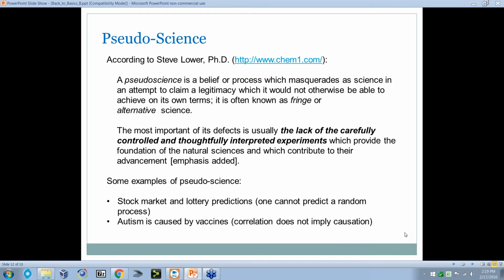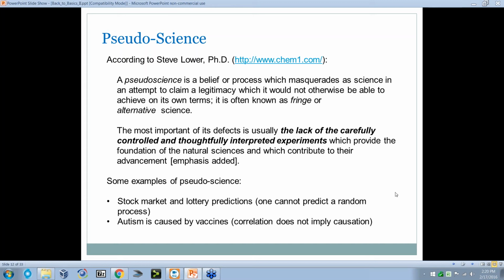Then there's pseudoscience. I took this definition from Dr. Lauer's website. A pseudoscience is a belief or a process which masquerades as science in an attempt to claim a legitimacy which it would not otherwise be able to achieve on its own terms. Also, fringe or alternative science, you'll hear it called that. And the most important of its defects is usually the lack of the carefully controlled and thoughtfully interpreted experiments, which provide the foundation of the natural sciences and which contribute to their advancement. And I wanted to emphasize that.